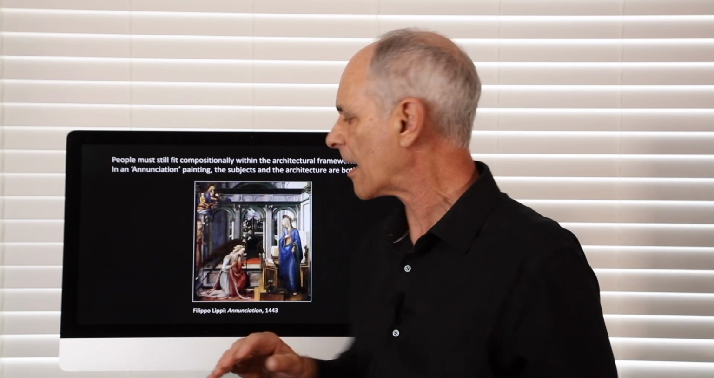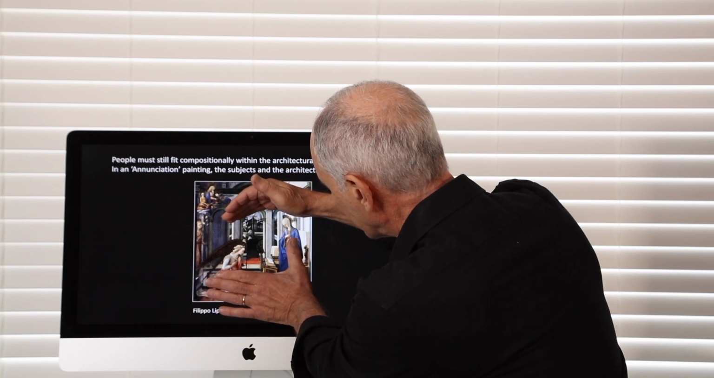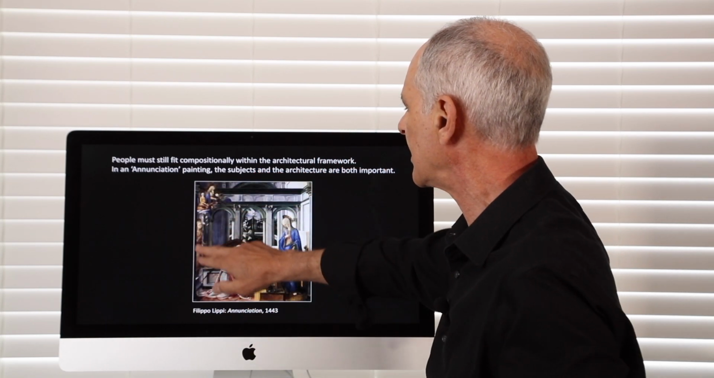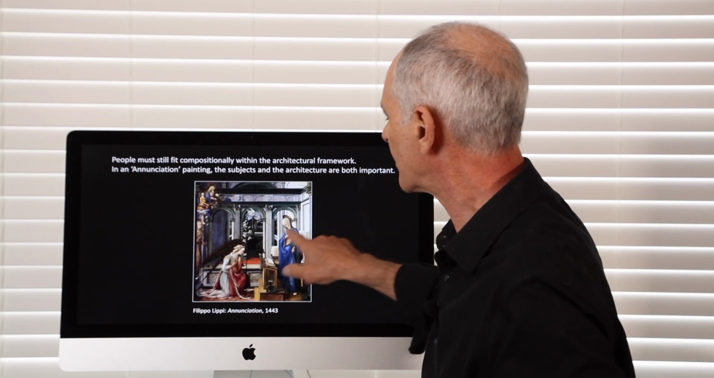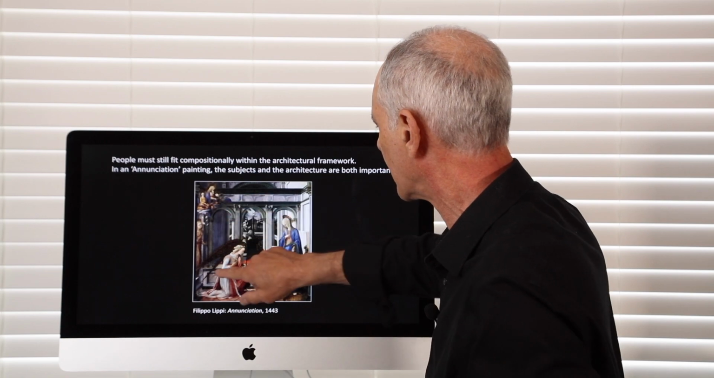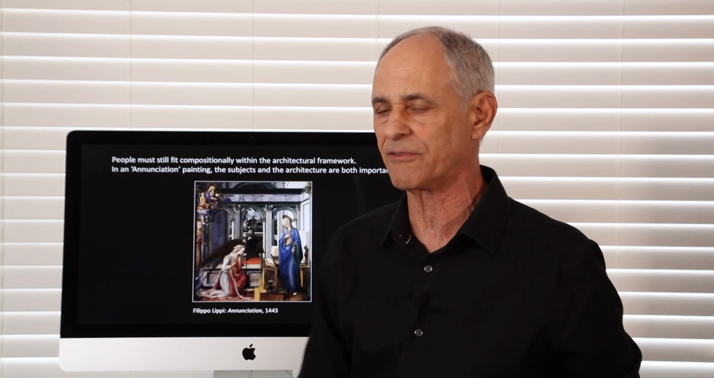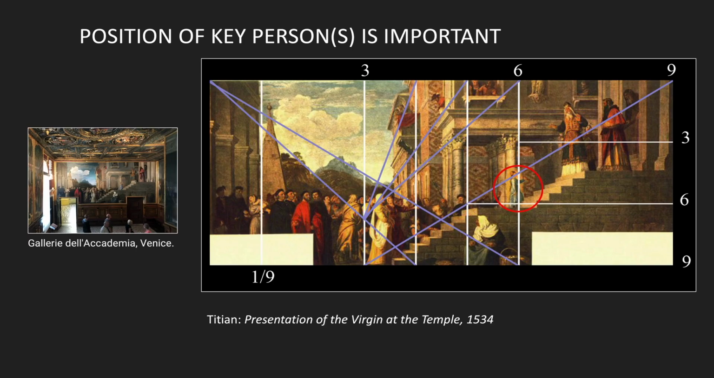Again, this is not a portrait. We're not looking just at them. We're looking at a whole scene. So in Filippo Lippi's Annunciation, 1443, you see the figures are in here, they're around the side, but the architecture is also very important. Now, the position of the people, that's really key, and you have to think about that when you set your photo up.